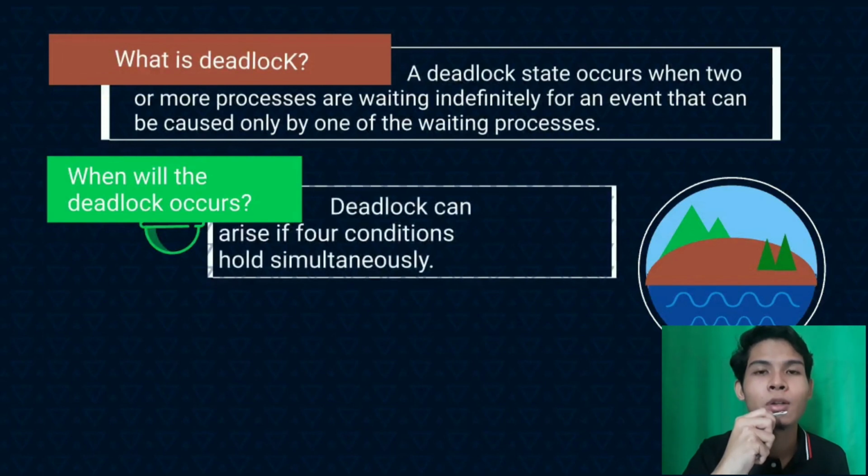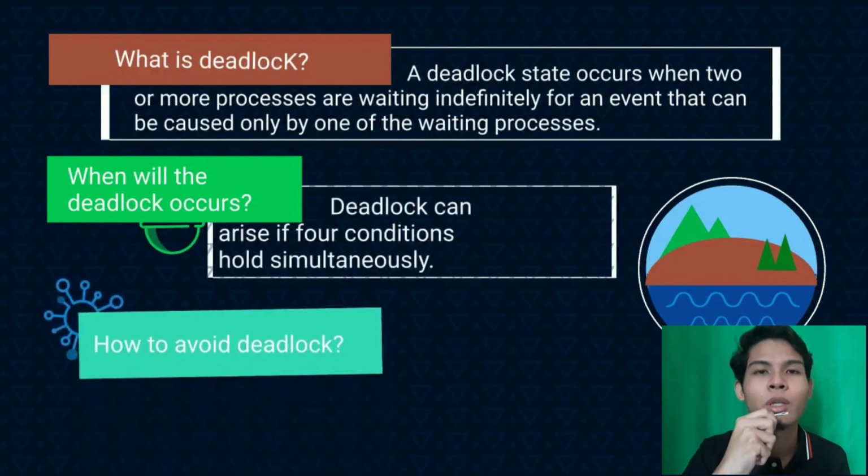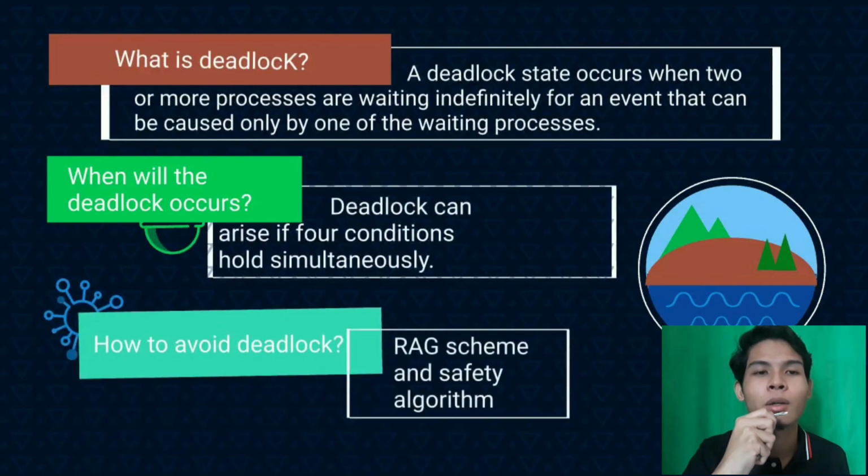Third, how to handle deadlock? We can prevent and avoid a deadlock. To avoid a deadlock, there are two methods used, which are the resource allocation graph scheme and the safety algorithm.